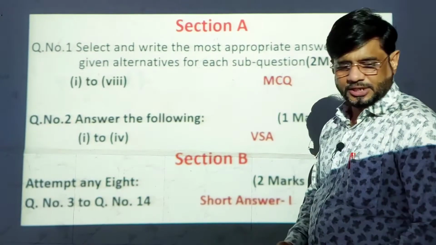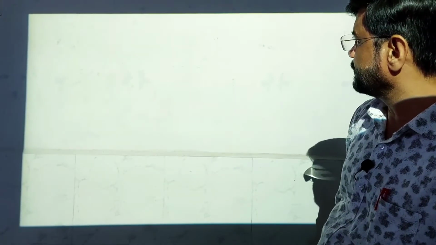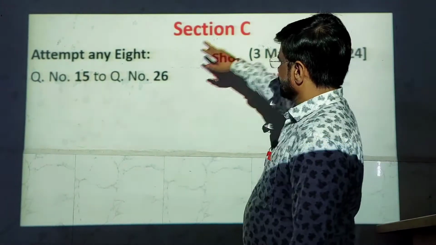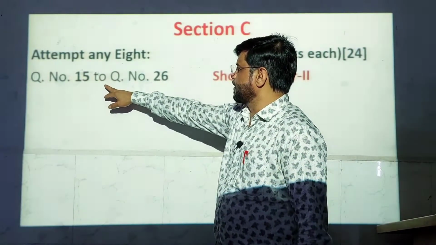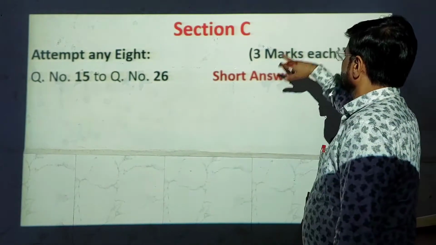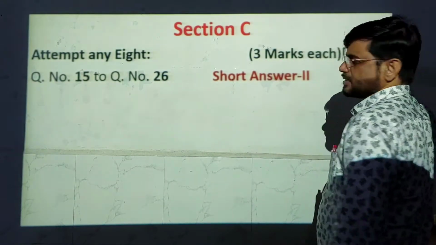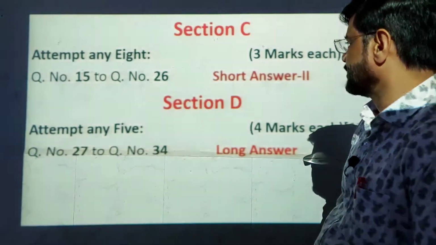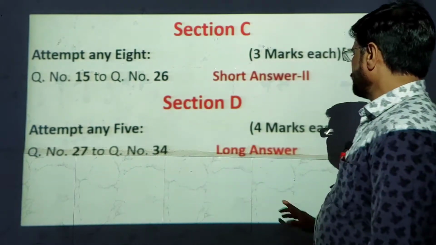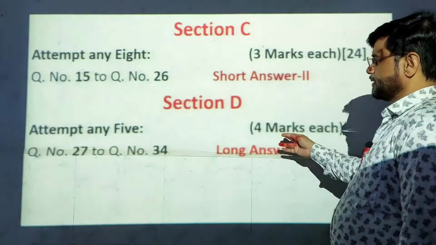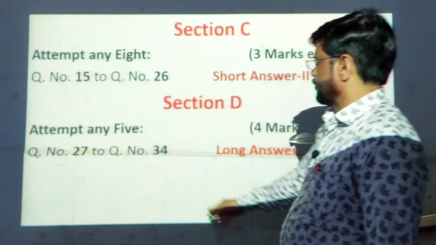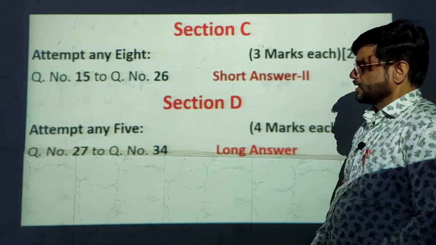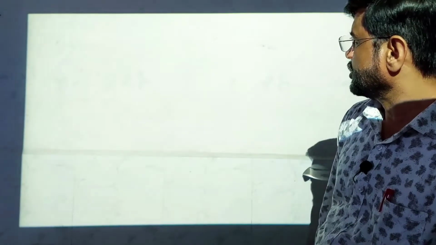Now section C is also the same type. You have to attempt any 8 out of 12 questions. The question numbers are 15 to 26 and these questions have 3 marks each. So this section has 24 marks. And the last part, you have to attempt 5 questions out of questions 27 to 34, and each question has 4 marks. These are long answer type questions.